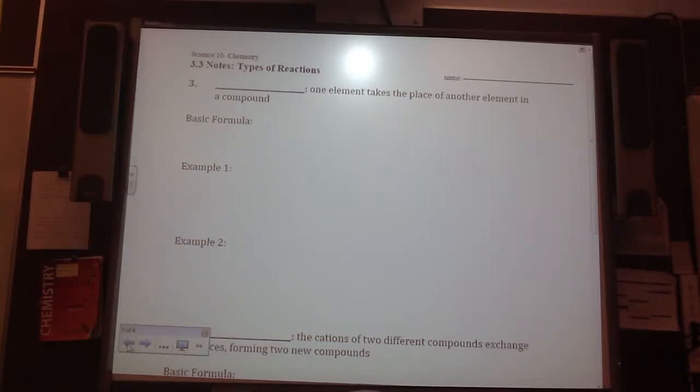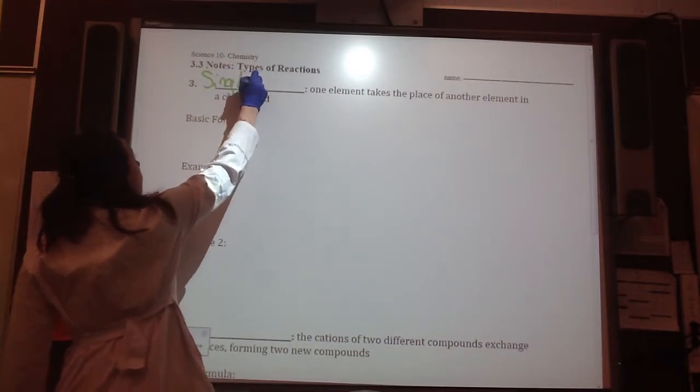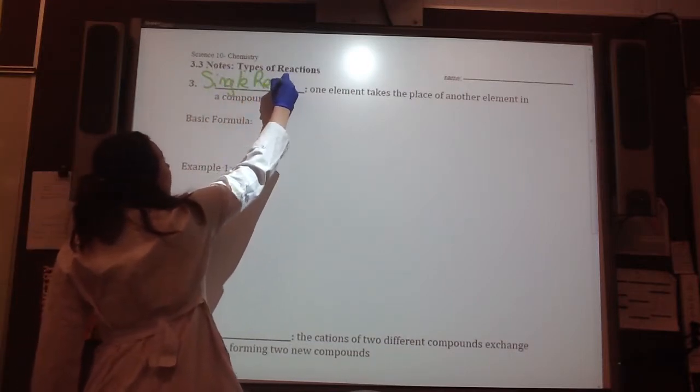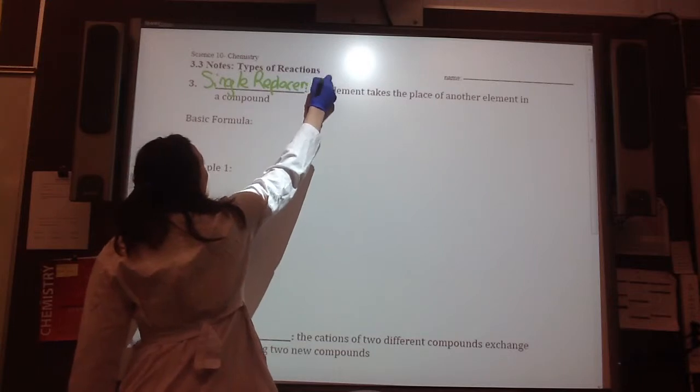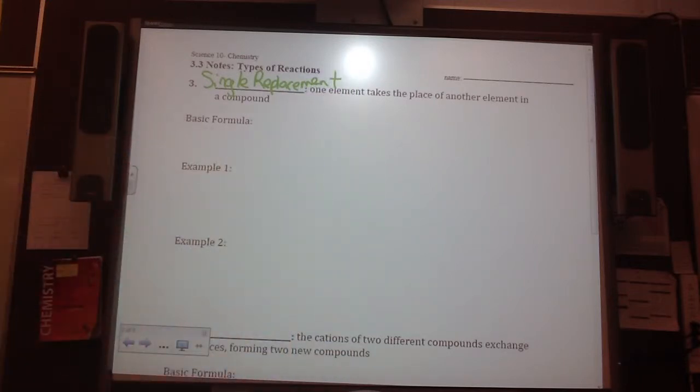This is called a single replacement, where one element takes the place of another element in a compound. So it doesn't matter what type. It could have been a non-metal switches places with a non-metal, or a metal switches places with a metal. But you can only switch the same kind.